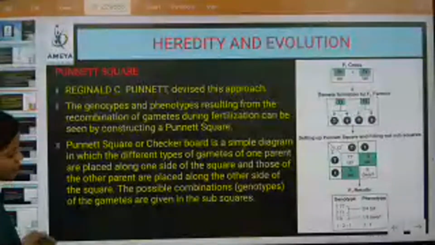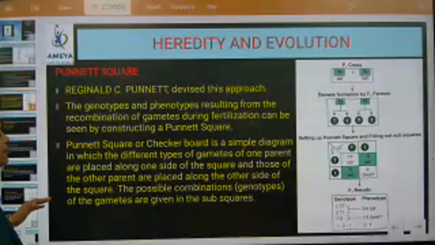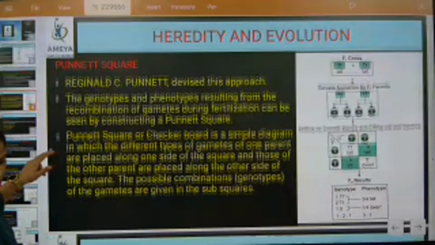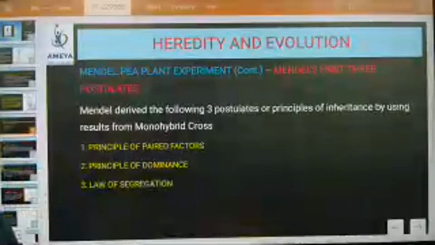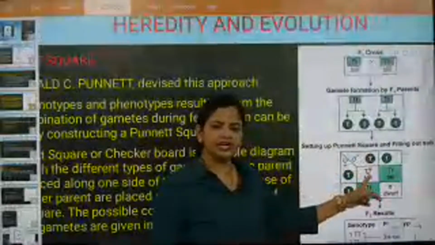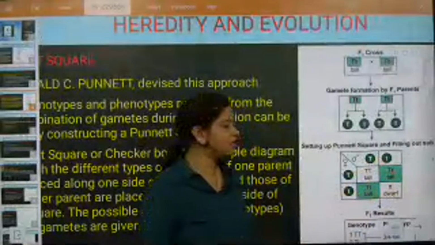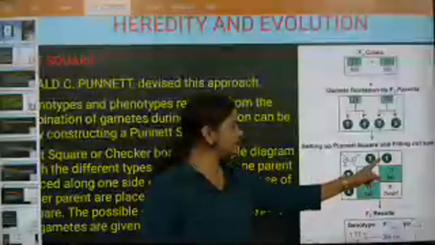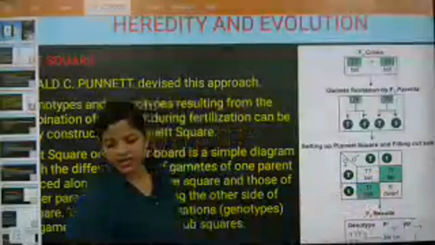The possibilities will be exactly genotype, gamete or subsquares. Understood or not? So we will go for the next part. After that, now with this Punnett square rule, it is the same but made in a box pattern. This TT will come here, this Tt will come here, this Tt will come here and this tt will come here. So that's the color, the checkerboard.